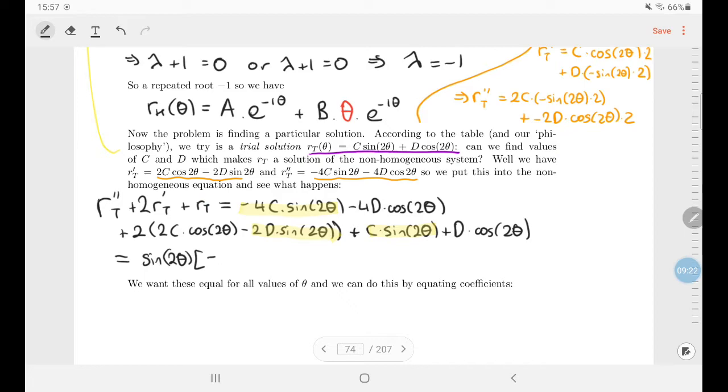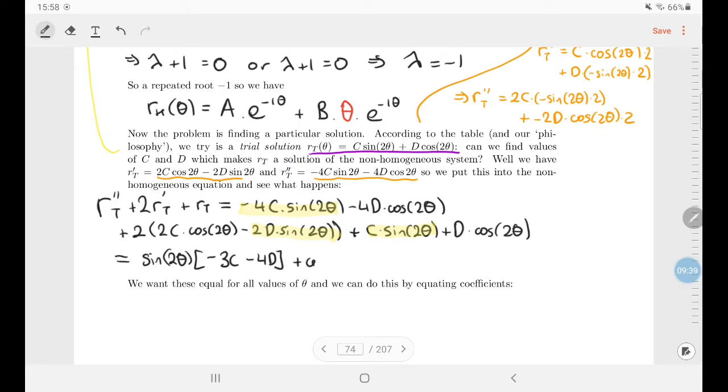Well, we'll be a bit careful, right? We'll be a little bit smart. So look at these 3 sine terms: the first one and the third one add together. Minus 4c plus c is minus 3c. And then look at the other one. We got the minus 2d, but that's actually multiplied by 2, so it's minus 4d.